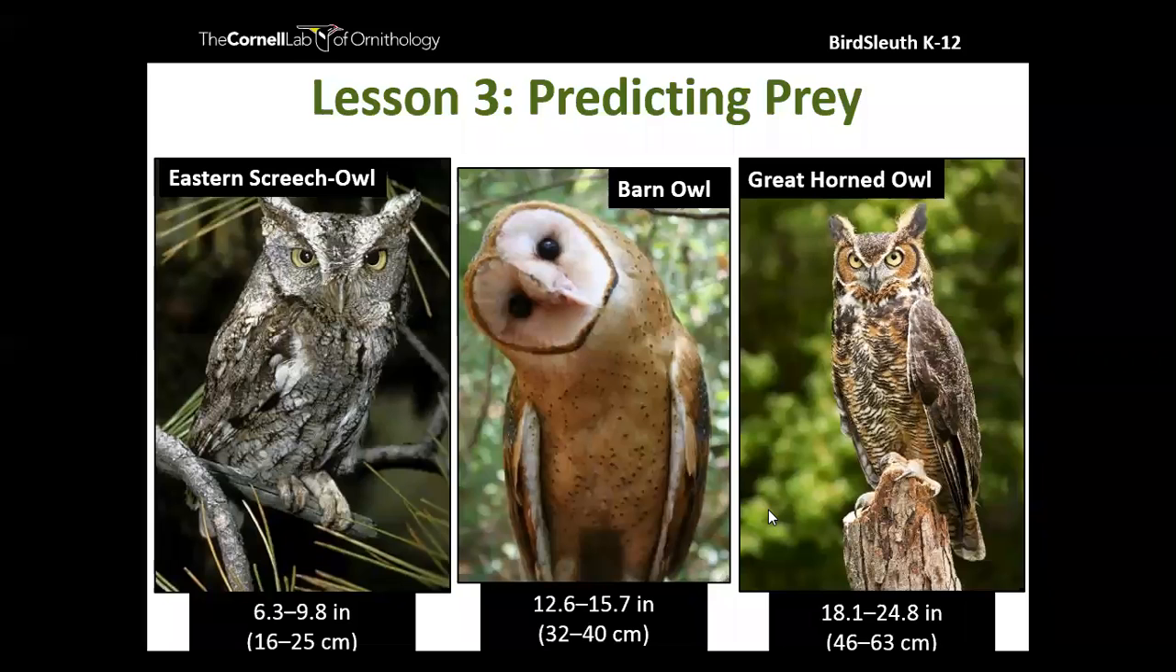The winner is, drum roll, the barn owl. The barn owl does have the best opportunity to locate prey by sound alone of any animal that has been tested. So that's the key part. It has been tested. Any animal that has been tested.